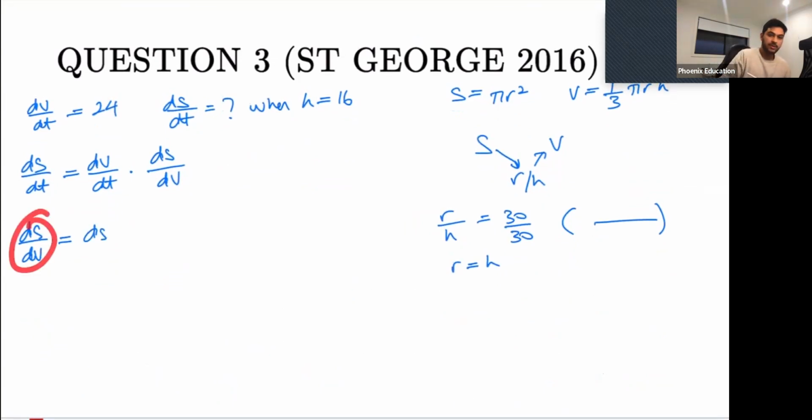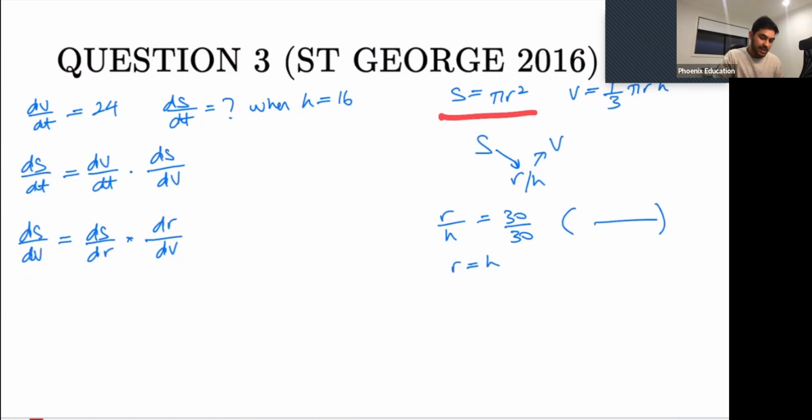Now, let's think about this a little bit more. We want ds on dv. Now, we have ds. We can easily figure out ds on dr by differentiating this, yeah? If we have ds on dr, what we can do is figure out dr on dv. If we can figure out dr on dv, these will multiply to give you ds on dv, okay? So ds on dr we can pretty easily figure out just by differentiating the first formula that we have. And by the way, even though we came up with this random variable r, it's actually just equal to h, okay? So we haven't come up with just something out of the blue. It's actually something within the question.